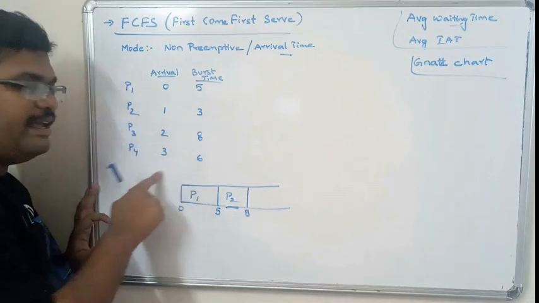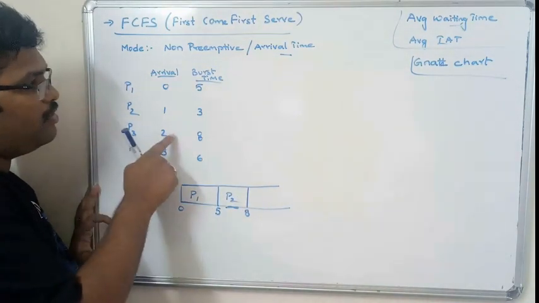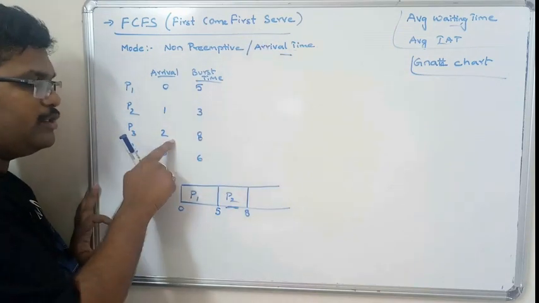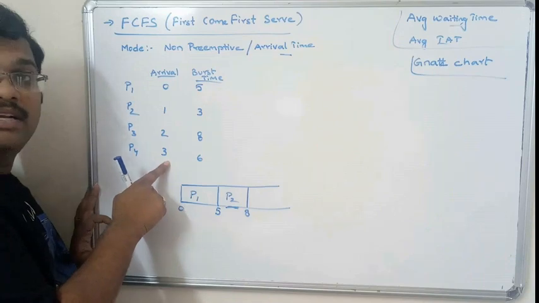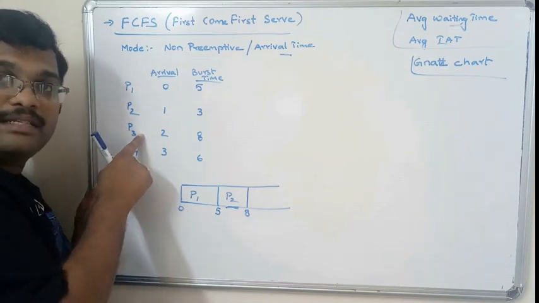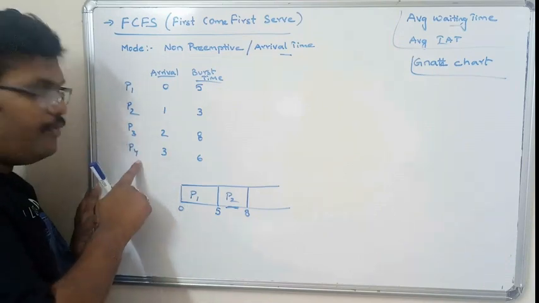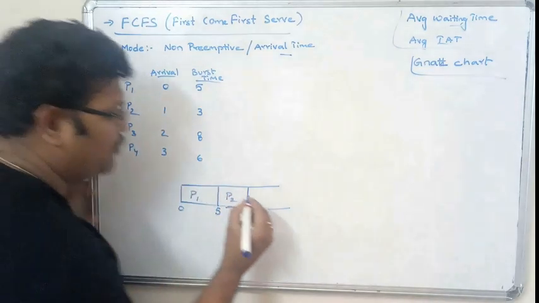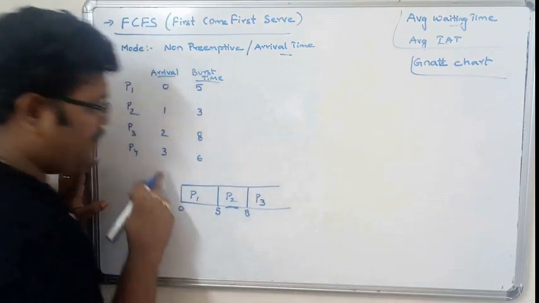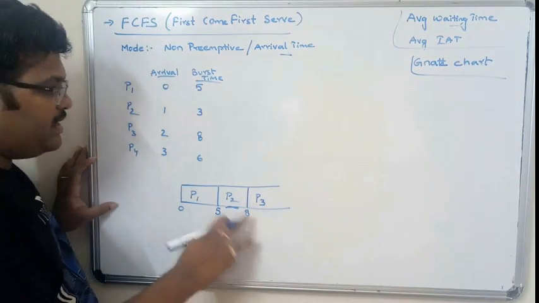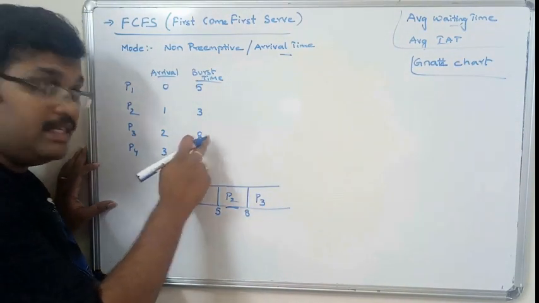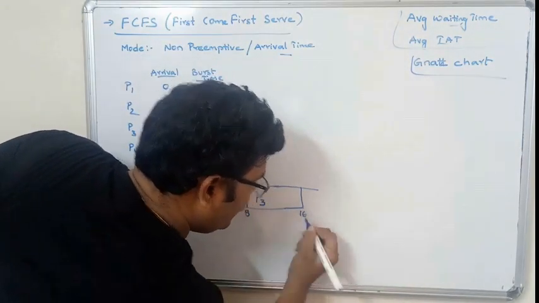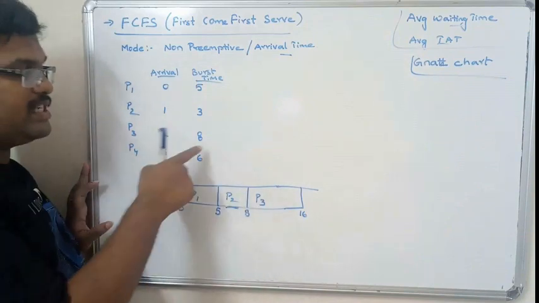Now 2 more processes are there, P3 and P4, so we have to go for arrival time. Arrival time for P3 is 2, arrival time for P4 is 3. So P3 enters into the ready queue before P4, right? So P3 should be allocated to the CPU. So P3 enters at 8 milliseconds and it requires 8 milliseconds. So at 16 milliseconds P3 gets completed.